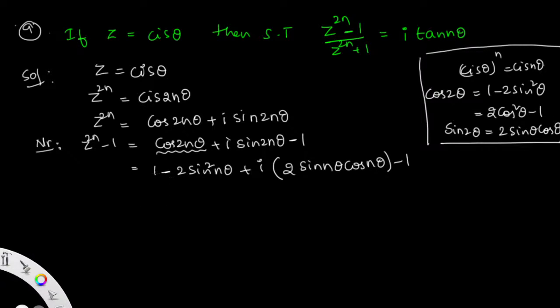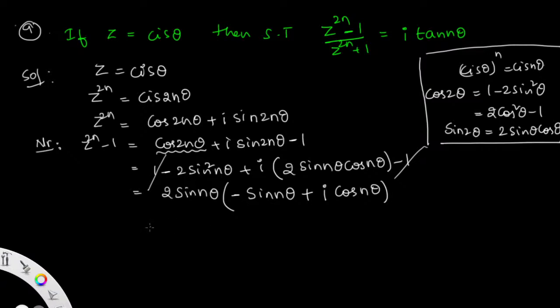Now here, after substituting, plus 1 minus 1 get cancelled. Then 2 sin n theta is common. Write minus sin n theta plus i cos n theta. Plus 1 minus 1 get cancelled. Now we always observe that i is not associated with sin here; it is associated with cos, so this has to be eliminated.